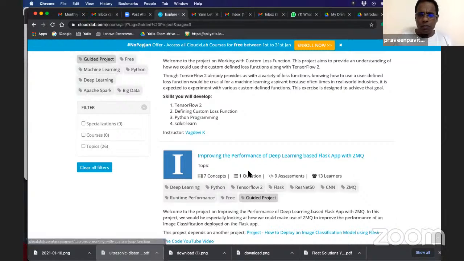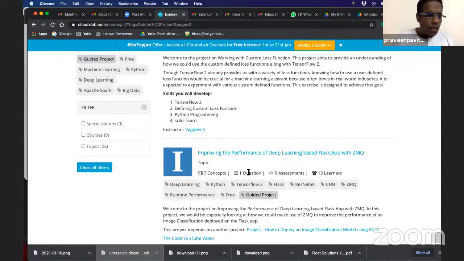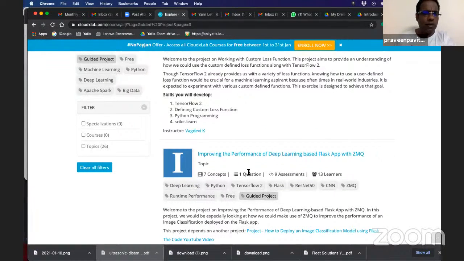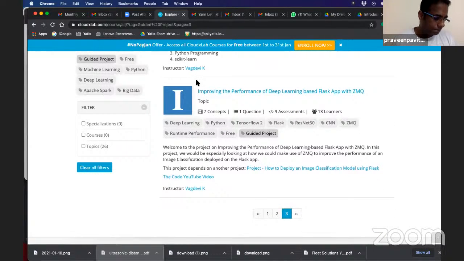So we have a lot of these, and you can take a look at them. A lot of these are real life problems or teach you very relevant skills. I strongly suggest all of you take a look at cloudxlab.com/projects, and you can see everything over there.